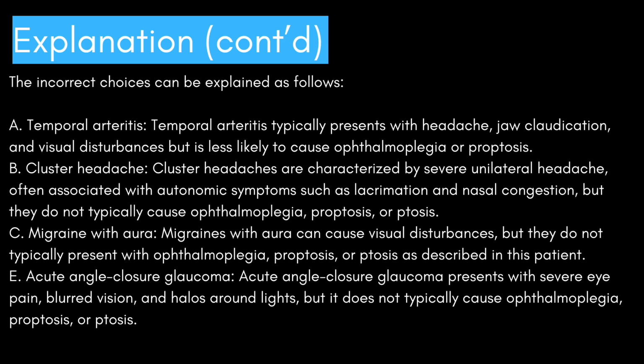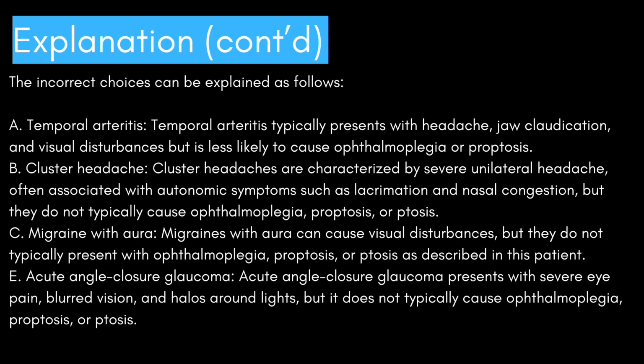Cluster headaches are characterized by severe unilateral headache, often associated with autonomic symptoms such as lacrimation and nasal congestion, but they do not typically cause ophthalmoplegia, proptosis, or ptosis. C. Migraine with aura. Migraines with aura can cause visual disturbances, but they do not typically present with ophthalmoplegia, proptosis, or ptosis as described in this patient.